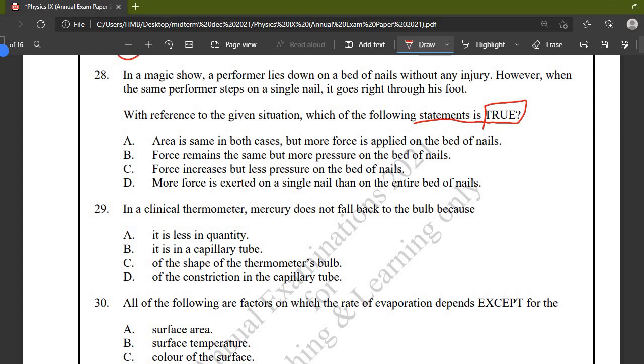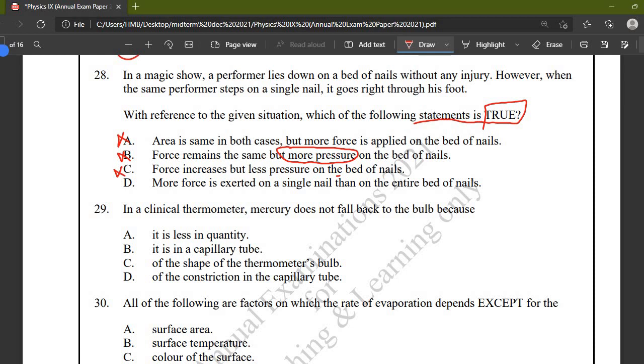Option A, force is the same in both cases, is straightforwardly incorrect, because when he's lying down, area is greater, and when he is standing, the area is less. Force remains the same, but more pressure on the bed of nails. The first statement is correct, but more pressure is incorrect, because when he is lying on the bed, the area is greater and the pressure will be less. So this is incorrect. Force increases, but less pressure on the bed of nails. So force will not increase.